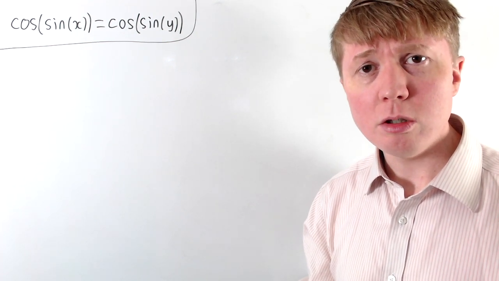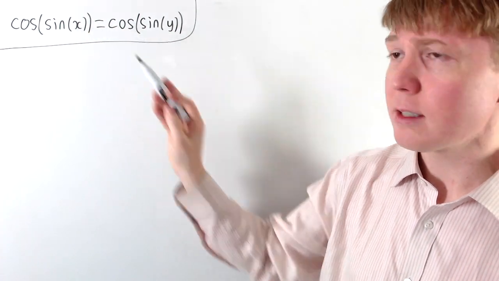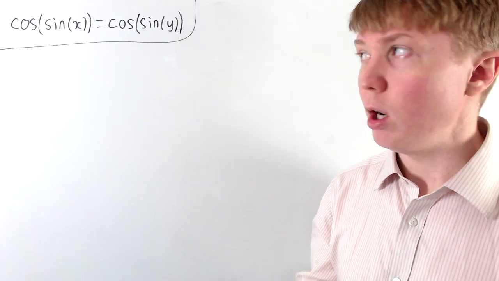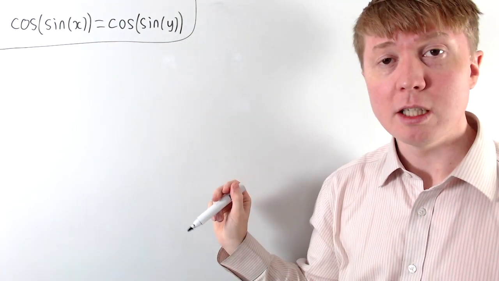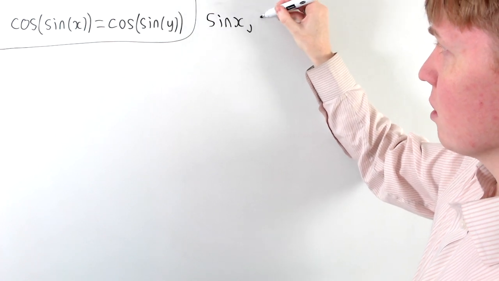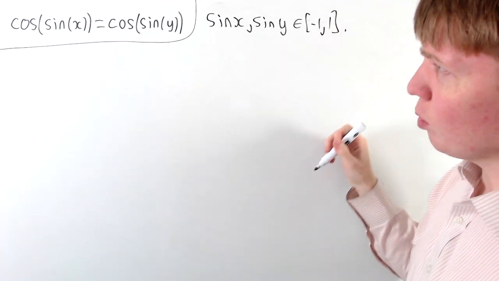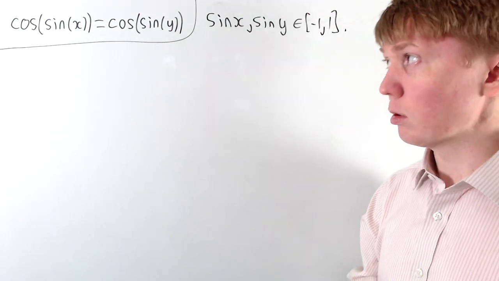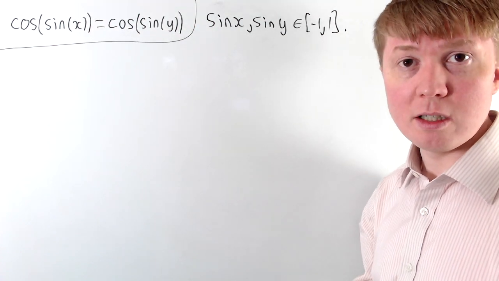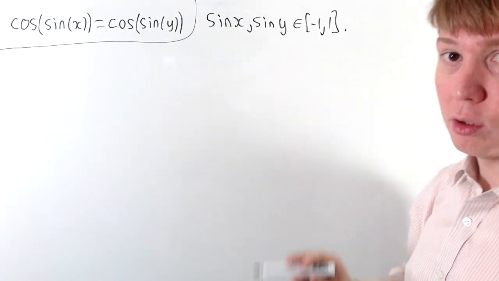So the first thing we can do to understand what's going on here is notice that we've got cos of sine of x, and sine of x can only take values between 1 and -1, and similarly sine of y can only take values between 1 and -1. So sine x and sine y are both in this interval between 1 and -1, which is actually quite restrictive, because we're looking at cos of something equals cos of something else, where we need these to be equal, but both of these numbers, sine x and sine y, have to be in this interval between 1 and -1.